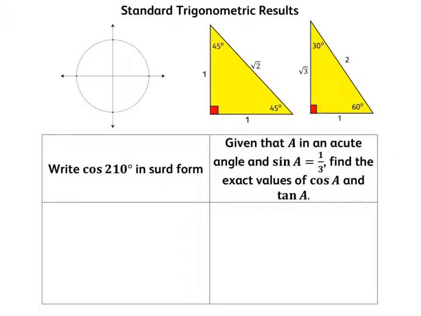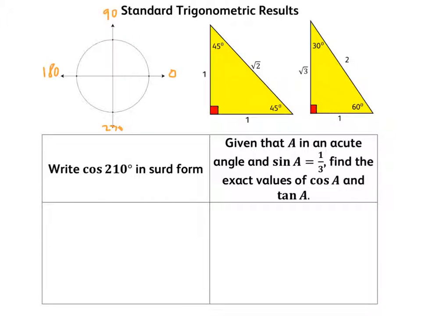Right, we're looking at standard trig results here. Okay, now I've drawn this circle out here. It's the unit circle. You may have seen this in class, but basically this is 0 degrees, this is 90, this is 180, and this is 270, and it gets back round to 360.